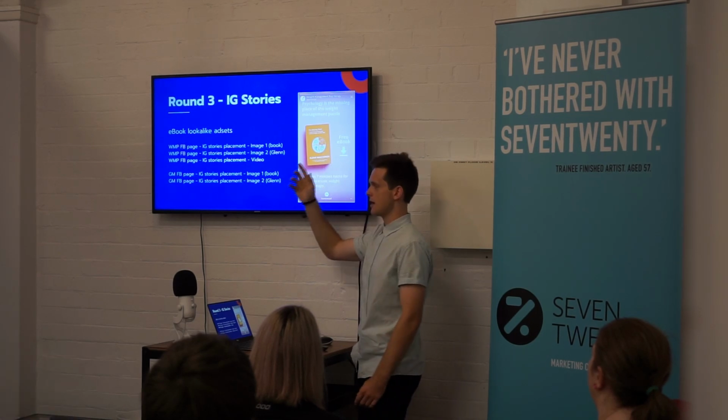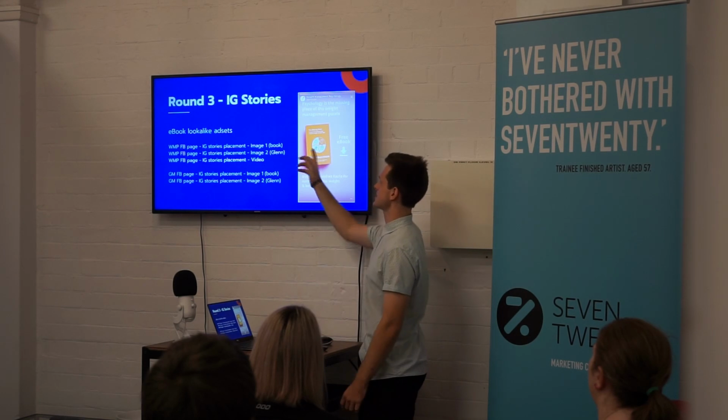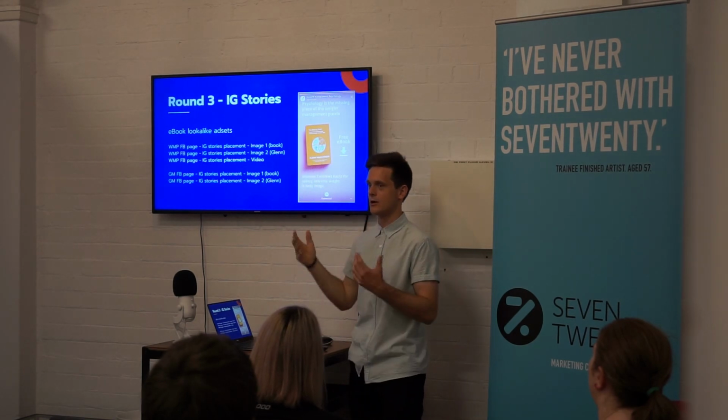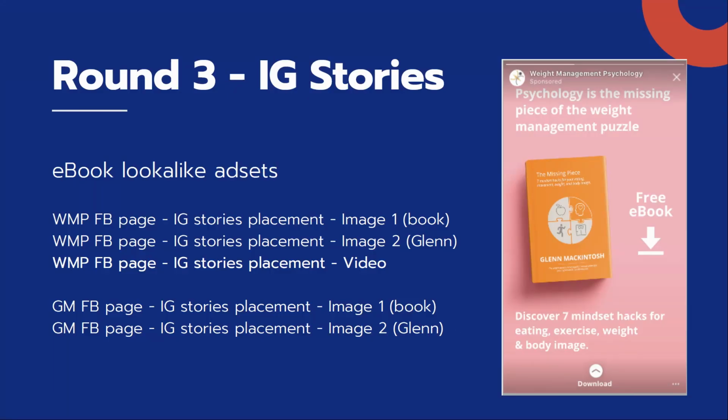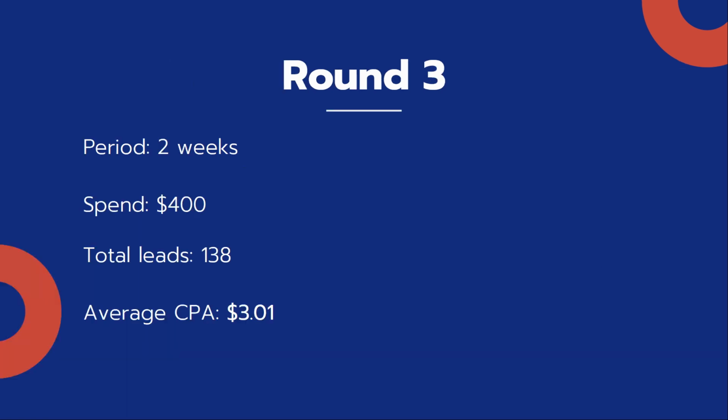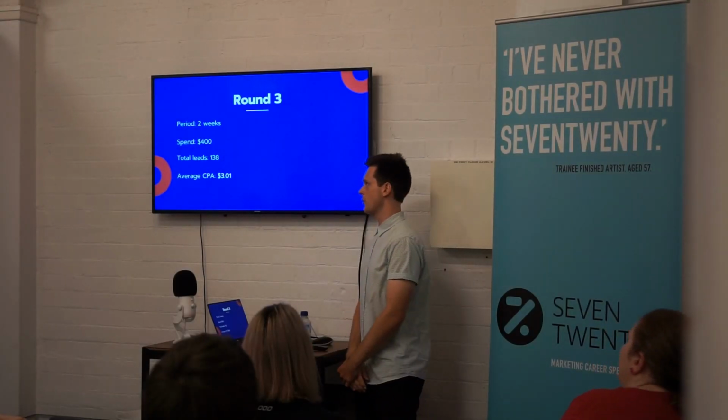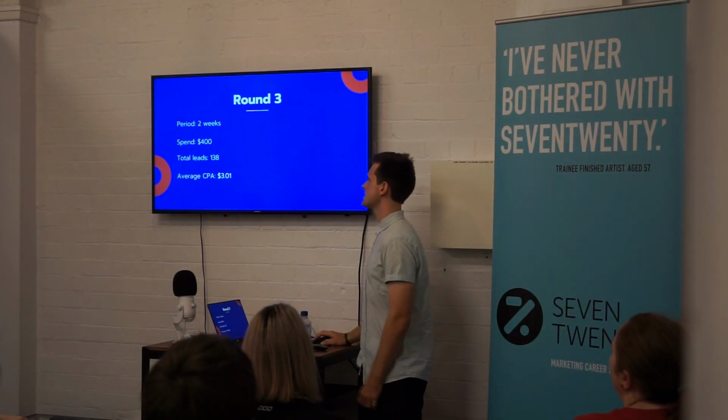They were both an Instagram stories placement, and we had the 2 images, but we also ran a video. Now this video wasn't anything special. It was just a sliding animation where the book and the text would slide on. And the results were really surprising. So in round 3, we didn't put as much into this one. We ran it for 2 weeks, spent $400, generated 138 leads at a $3.01 CPA. So it was already on par with what we were performing historically.